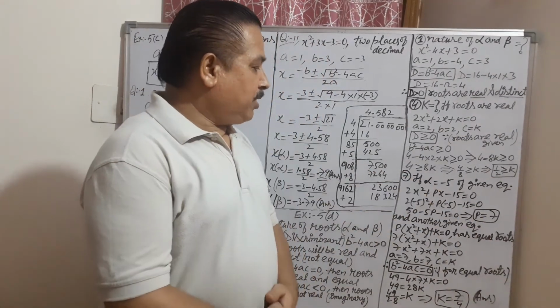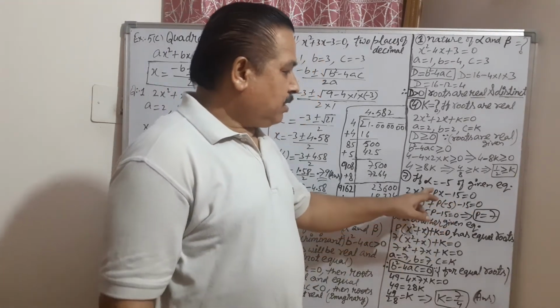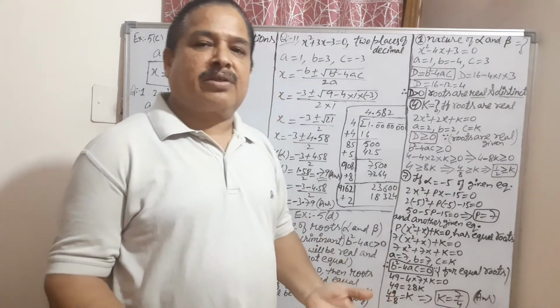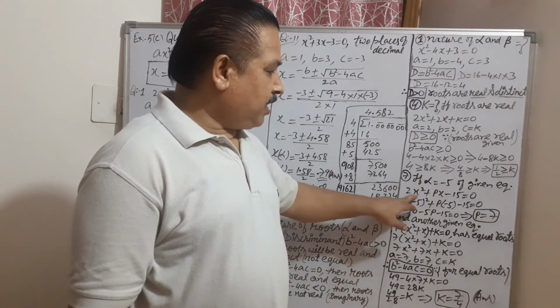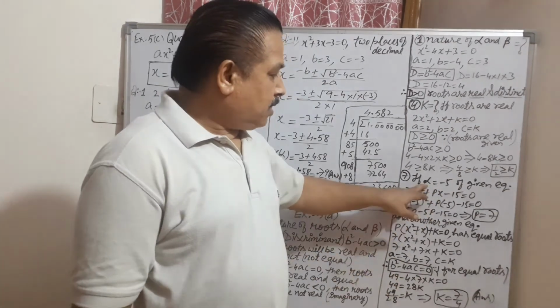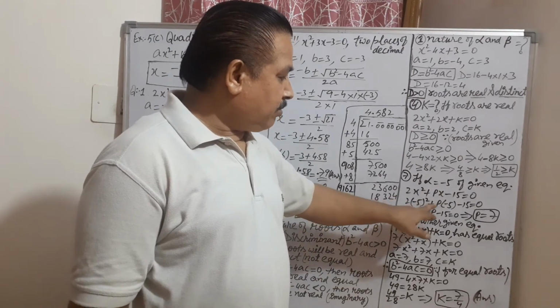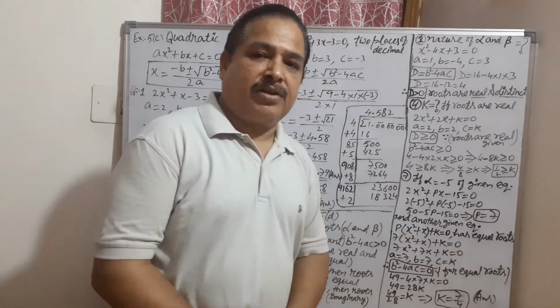Now see question number 7. If one of the roots of this equation is given, one of the roots means one x value is given. Suppose alpha is minus 5. So put it in place of x, because you know these are the roots. Root is actually x. So x is minus 5. Put minus 5 in place of x. So p will come as 7.